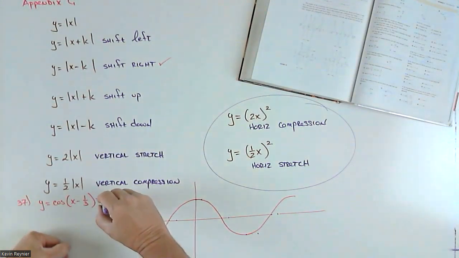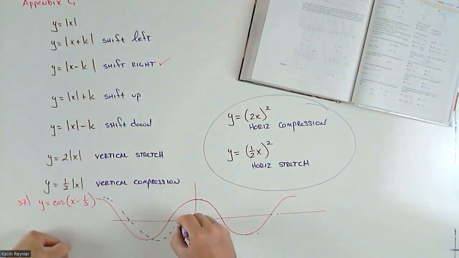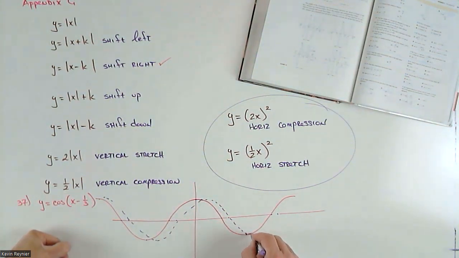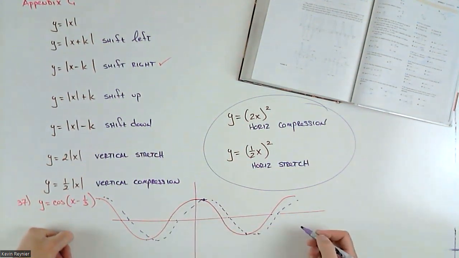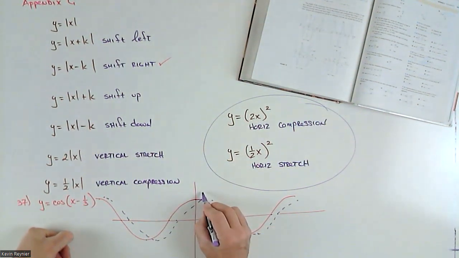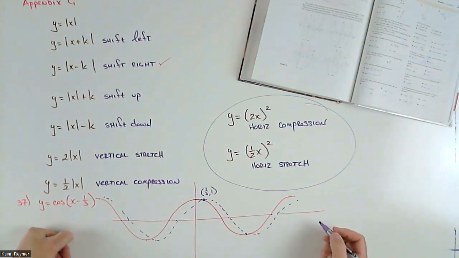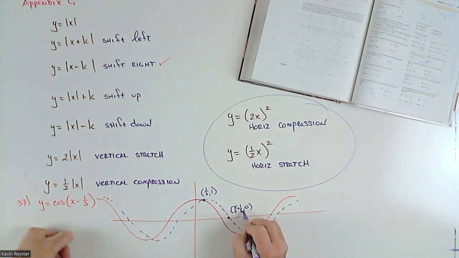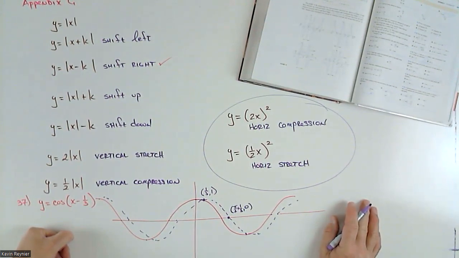And so your new cosine graph is this one. And then you have to label these points. So what is this point? Well, this is 1/3, 1, because it moved. Now, what's this point? Well, we know this coordinate here is 0. What is this? Well, it's pi over 2 plus 1/3. There's no good way to write it. We just write it like that.